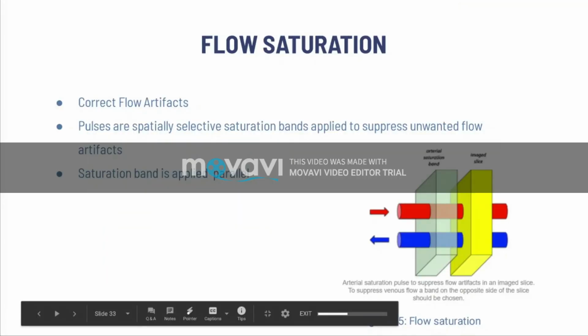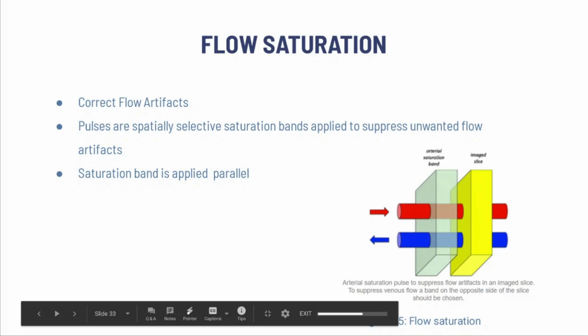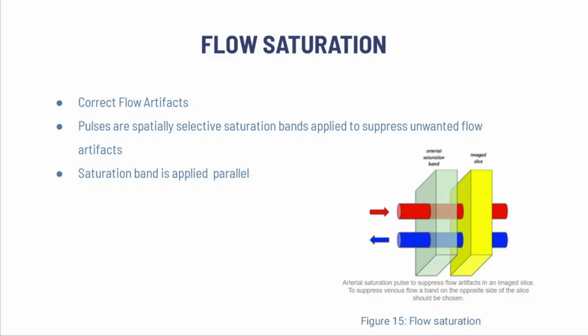Flow artifacts can be corrected by flow saturation, and this entails pulses being spatially selective saturation bands applied parallel to suppress unwanted flow artifacts from vessels entering a slice.